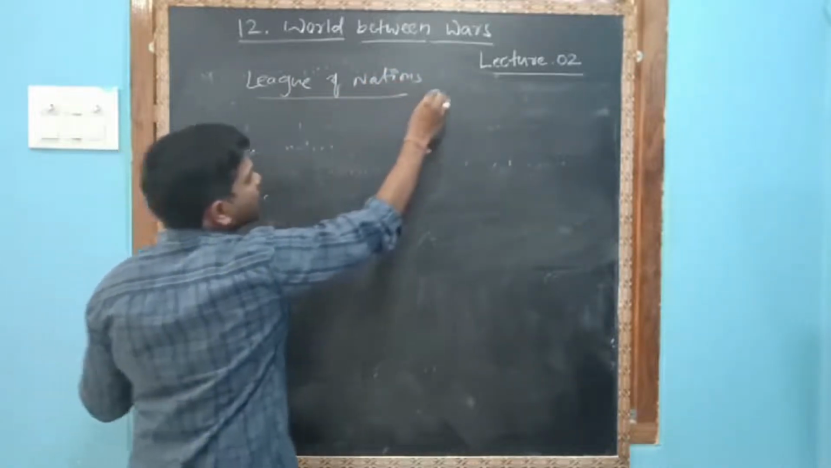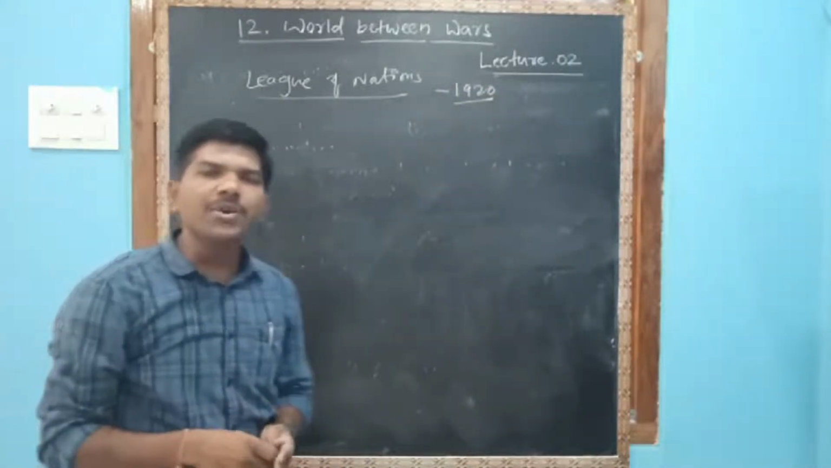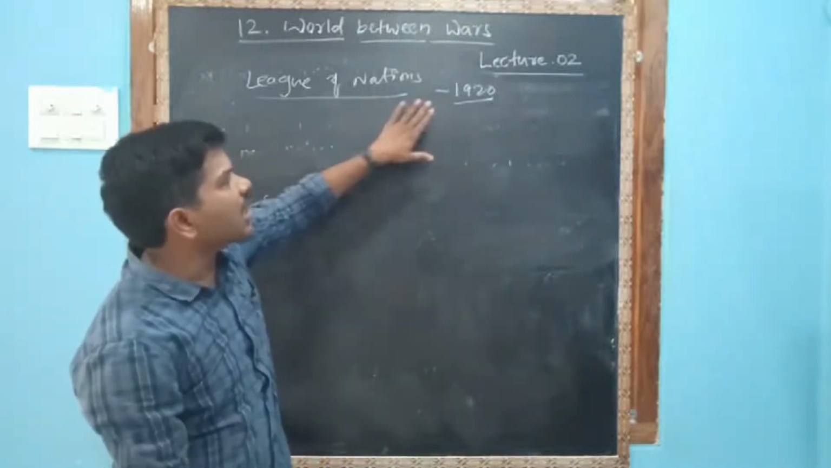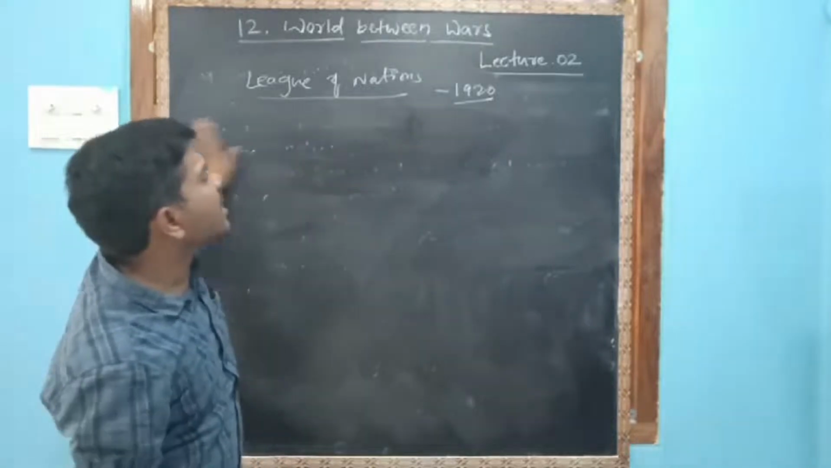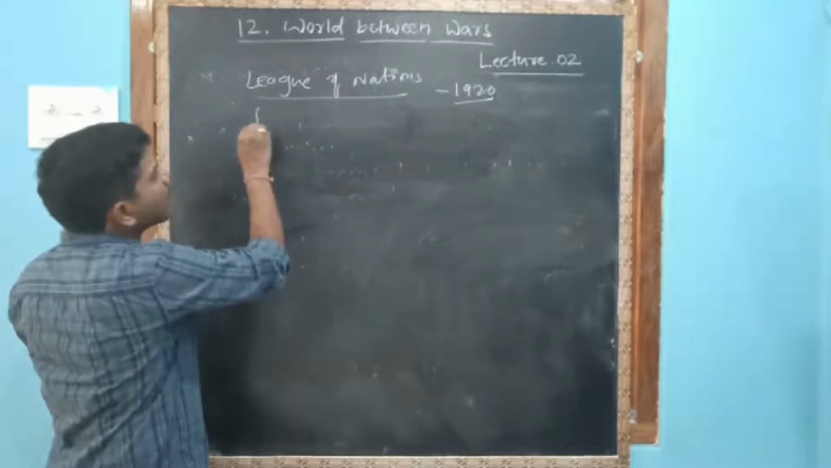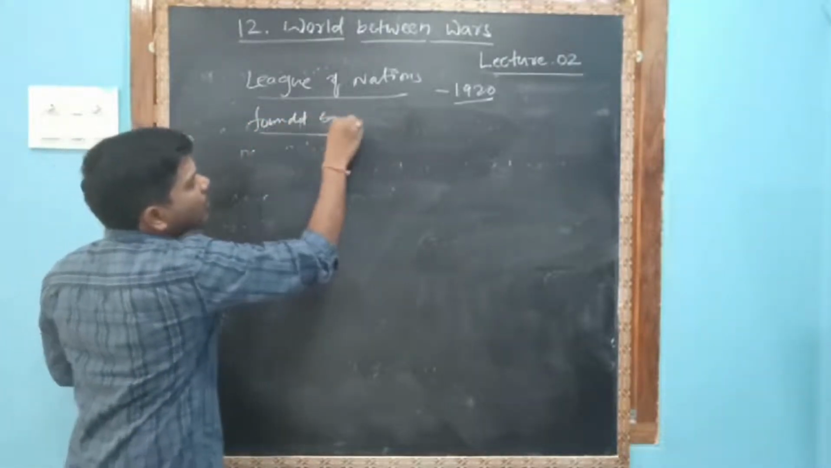The League of Nations was founded in 1920. Just now I told you, in the Treaty of Versailles they clearly discussed the international organization. So that international organization is the League of Nations. Who founded it? It was founded by Woodrow Wilson.